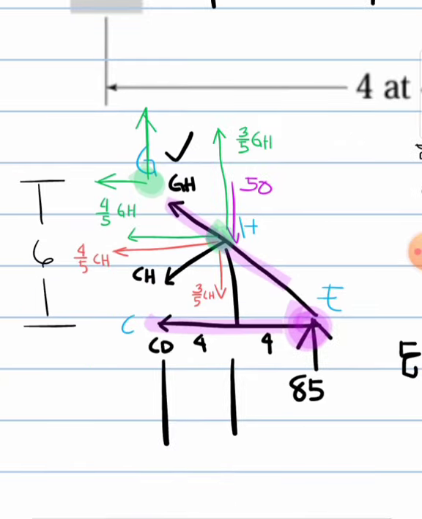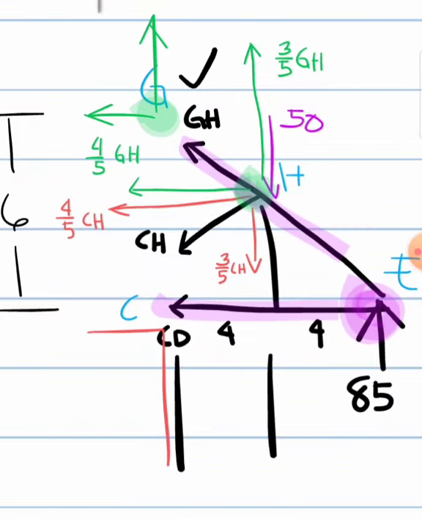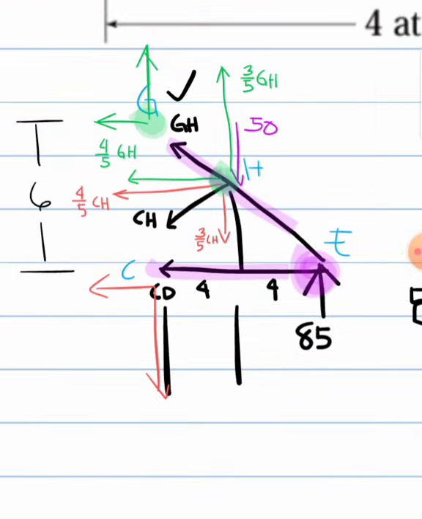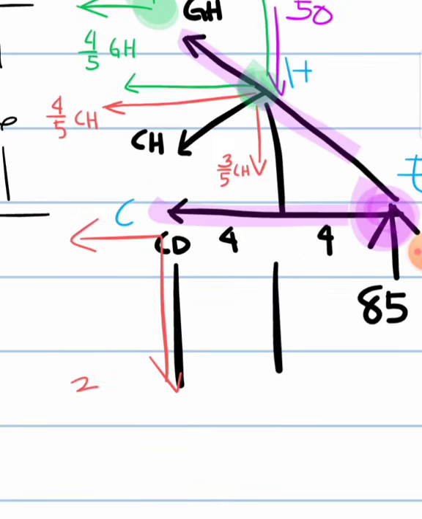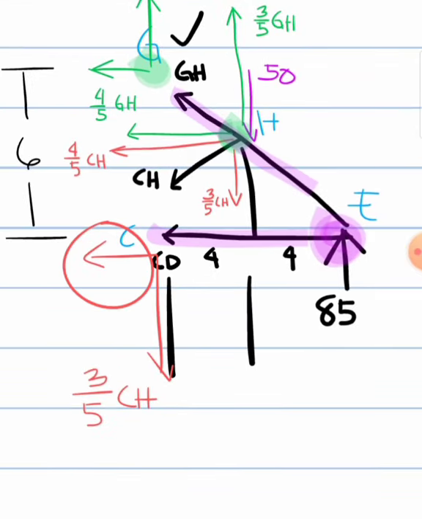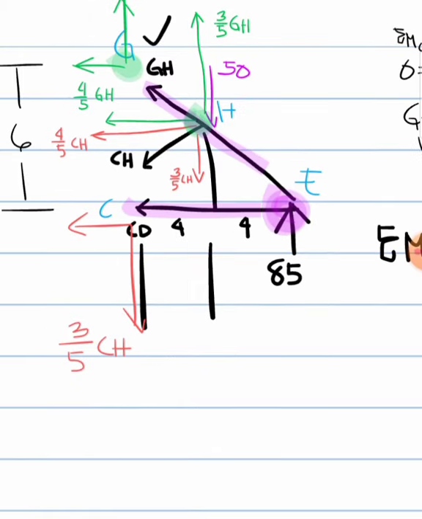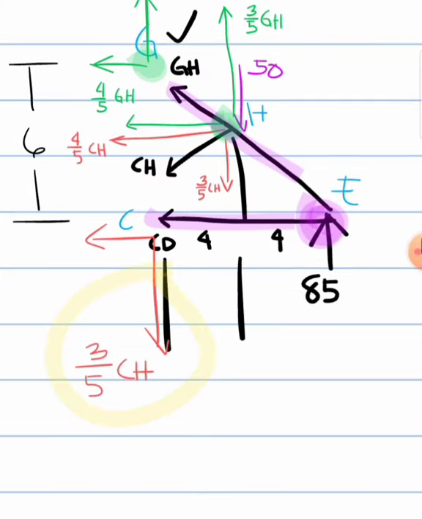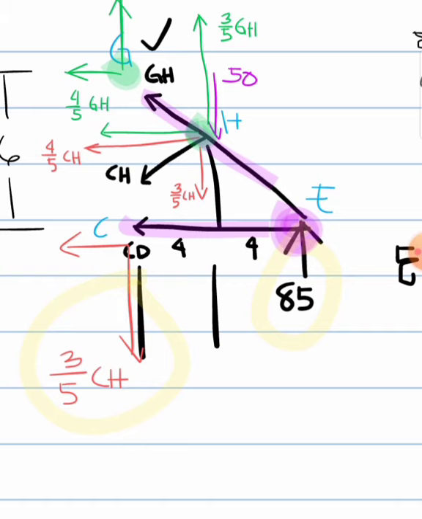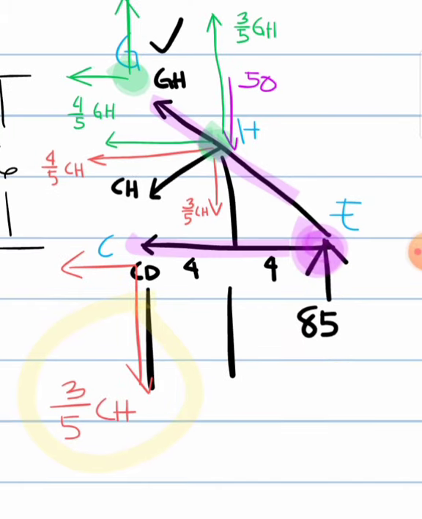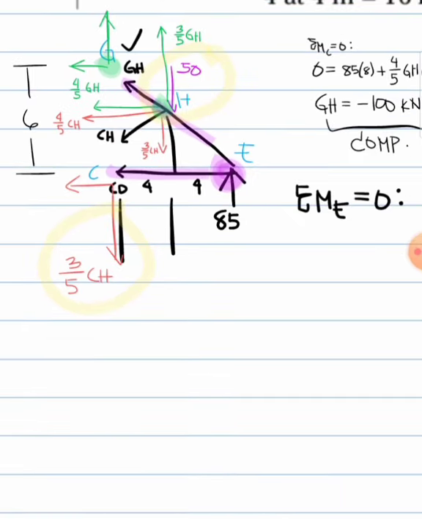And then if we break CH at this point, at point C, all we then have is just the 3/5 of CH. This component only, because this horizontal passes through point E, so it will cancel out because it has no moment arm. So we're left with this force. This 85 is knocked out, so we're left with CD alone, and this 50 of course, and the vertical component of CH.